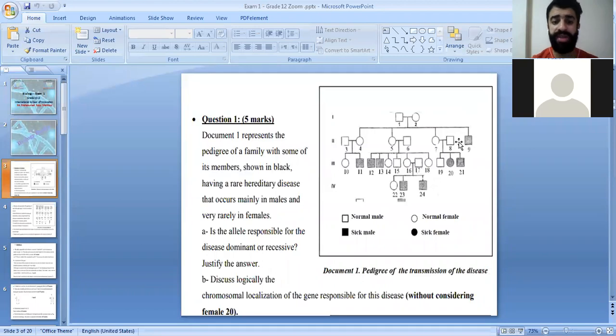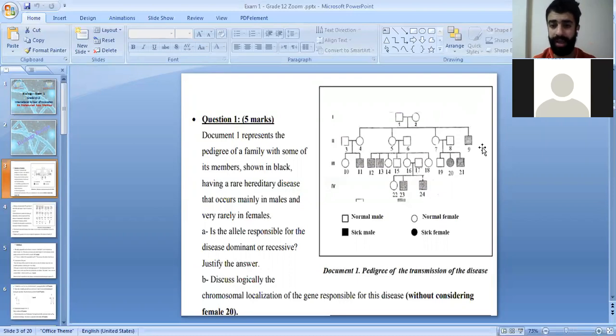For part 2, they said, discuss logically the chromosomal localization of the gene responsible for the disease, without considering female 20. Without considering female 20 means that female 20 is not in consideration. We cancel this female 20. If you see here, mostly the affected are males. So it's sex-linked. We remove the case of autosomal. So the autosomal case is cancelled here. You have a sex-linked gene, either in the X or in the Y or XY.